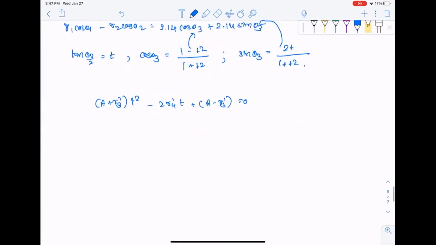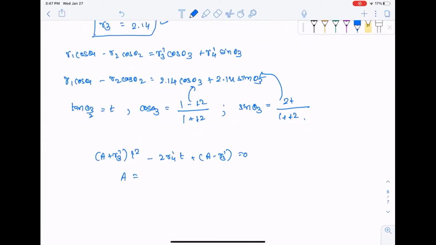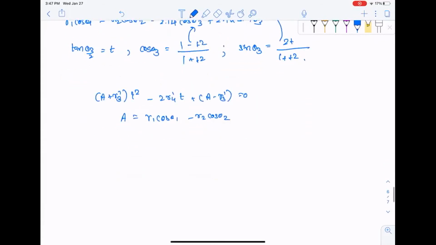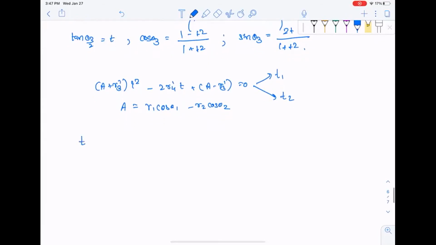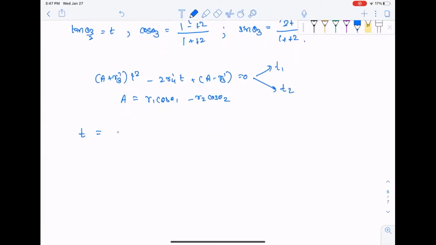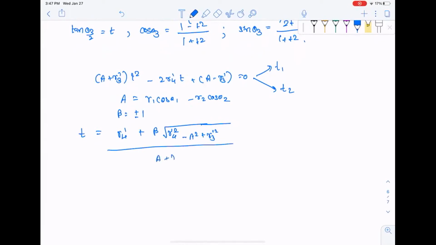And the value of a will be r1 cos theta 1 minus r2 cos theta 2. So that is a quadratic equation, and I'll get two solutions, t1 and t2. The value of t will be the solution of the quadratic equation, that is r dash plus beta. Remember, beta is equal to plus or minus 1, times the square root of r dash 4 square minus a square plus r3 dash square, divided by a plus r3 dash.